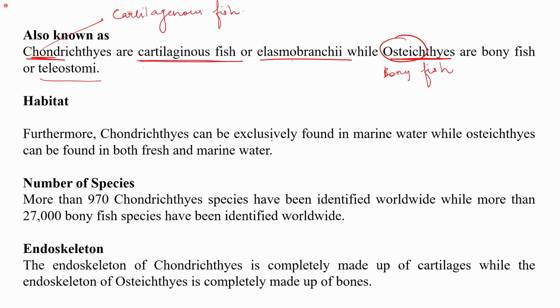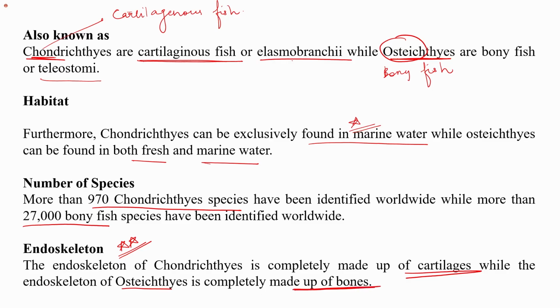Habitat: chondrichthyes can be exclusively found in marine water. So chondrichthyes are found only in the marine water, while osteichthyes can be found in both fresh and marine water. More than 970 chondrichthyes species have been identified, while more than 27,000 bony fish have been identified. So the endoskeleton, this is very important. Based on this, they are named. The endoskeleton of chondrichthyes is completely made up of cartilage, while the endoskeleton of osteichthyes is completely made up of bones. So this is the major point of difference, based on which they are named also.